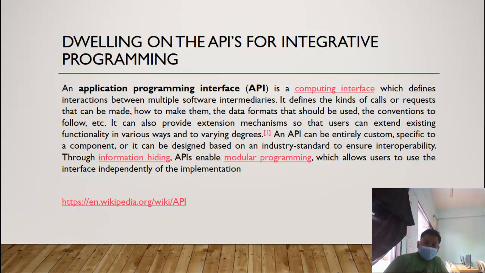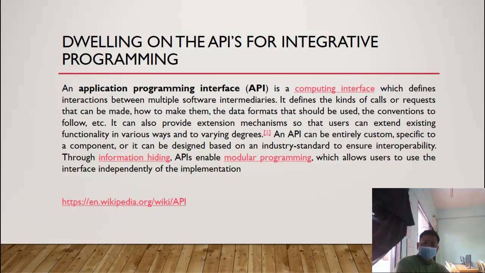An application programming interface, API, is a computing interface which defines interactions between multiple software intermediaries. It defines the kinds of calls or requests that can be made, how to make them, the data formats that should be used, the conventions to follow, etc. It can also provide extension mechanisms so that users can extend existing functionality in various ways and to varying degrees.